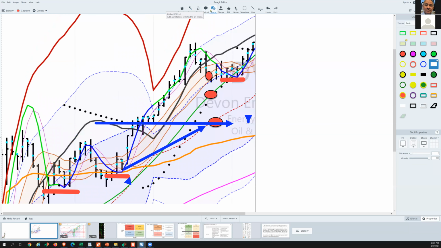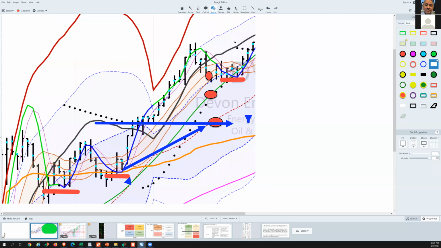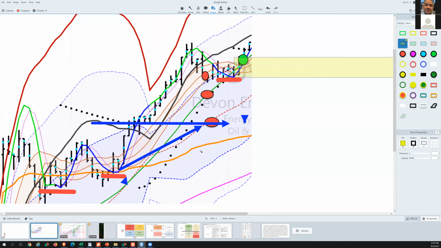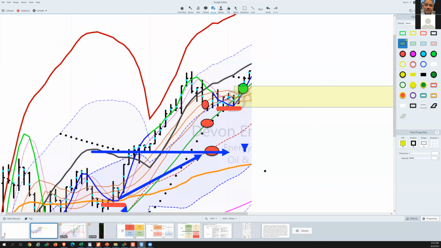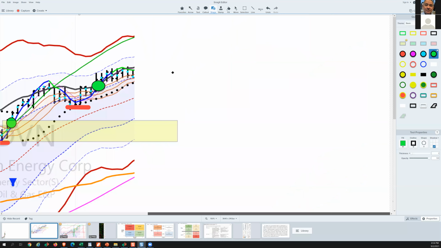And now we got the possibility for a re-entry in here. Now we're looking for that Kata 2 in here, and we're probably looking for a risk box of probably something like this. You might have elected for an additional Kata 2 up in here, because you're still getting those higher lows helping you out.